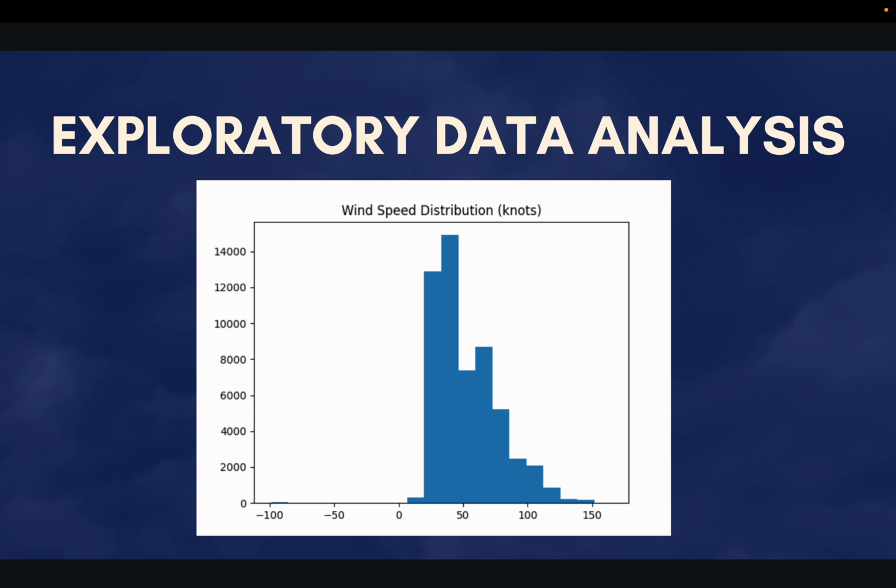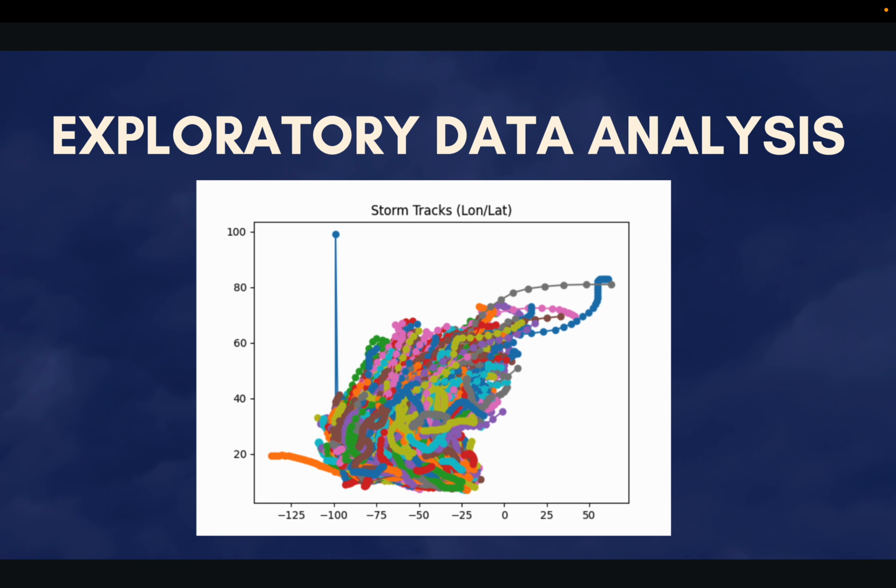And now moving on to our exploratory data analysis. Our EDA plots the wind speed distribution in knots, and most of these observations are in the lower wind ranges, which correspond to tropical storms and weaker hurricanes. As we move towards the higher wind speeds, like category 3, 4, and 5 hurricanes, the number of observations decreases sharply.